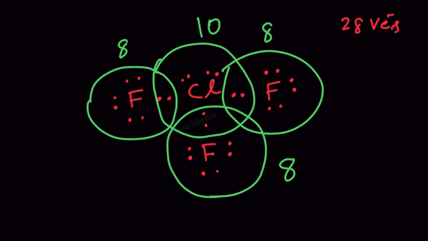Let us see whether this is the best Lewis structure or not by calculating the formal charges. If we get formal charges as 0 for every atom, then we can say that this is the best Lewis structure for ClF3. Let us determine the formal charge for each atom in ClF3. Formal charge is equal to total number of valence electrons in the atom minus total number of lone pair electrons minus total number of bond pair electrons divided by 2.